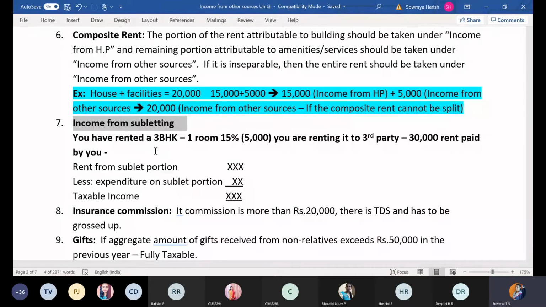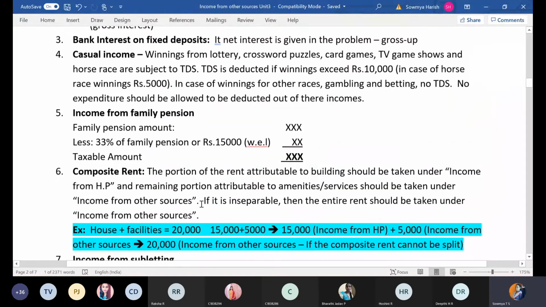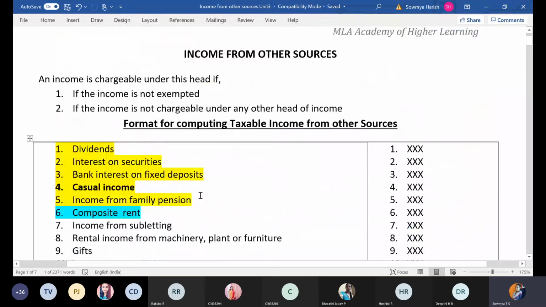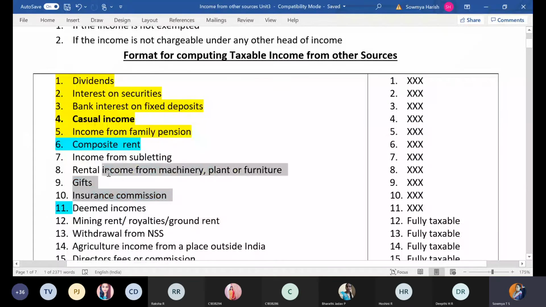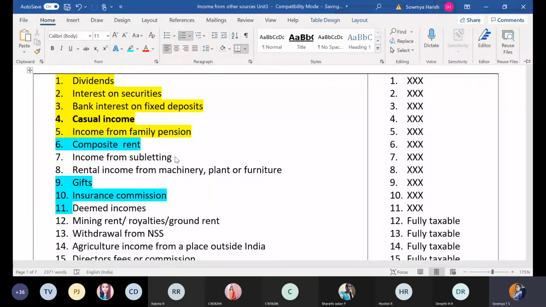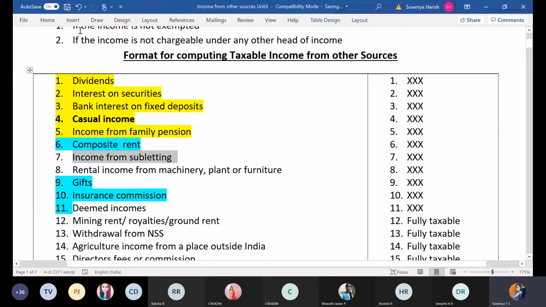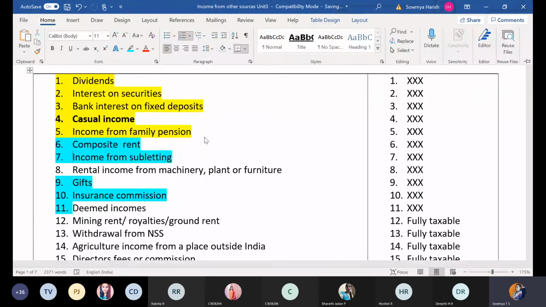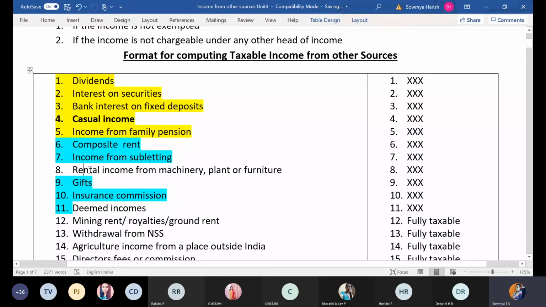Simple it is. Not much adjustments are there. Understood till here? Composite rent, income from subletting, insurance commission and gift. All of you understood this? Yes. So till here we have covered. Now we will look into the rental income from machinery, plant and furniture.